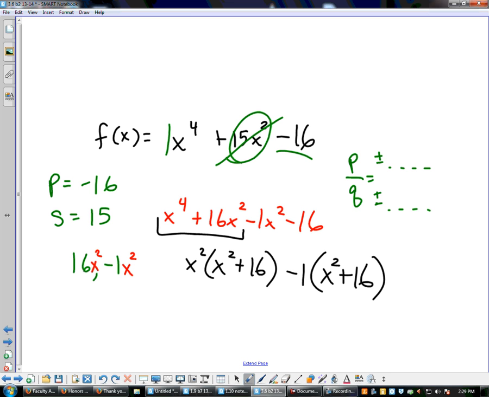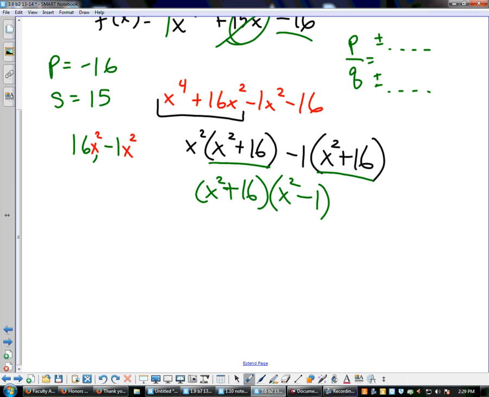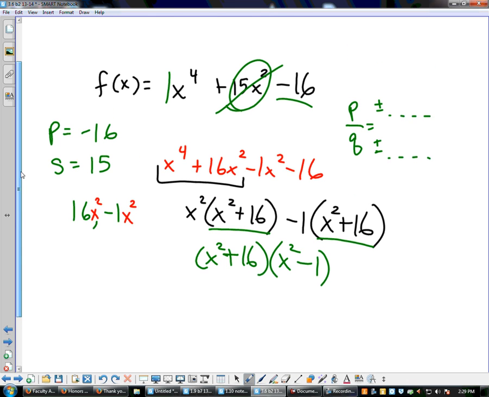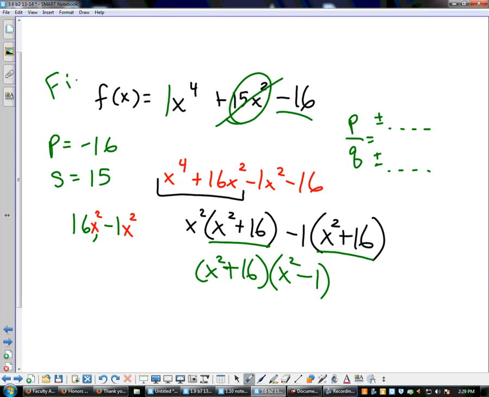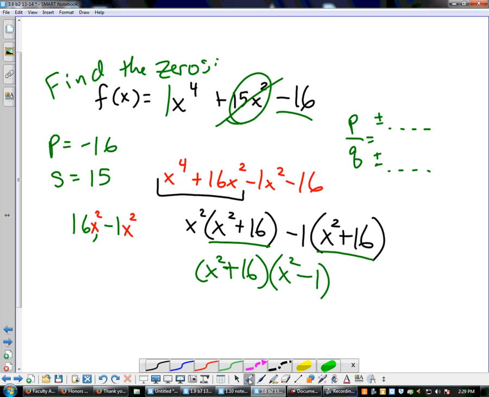Okay, and then notice that we would factor out the x squared plus 16, and we still have that times x squared minus 1. Hopefully you're all okay with factoring by grouping, because that's what we're doing here. And then really, the directions are to find the zeros of this function. Notice it is a degree 4. So how many zeros should there be? 4.